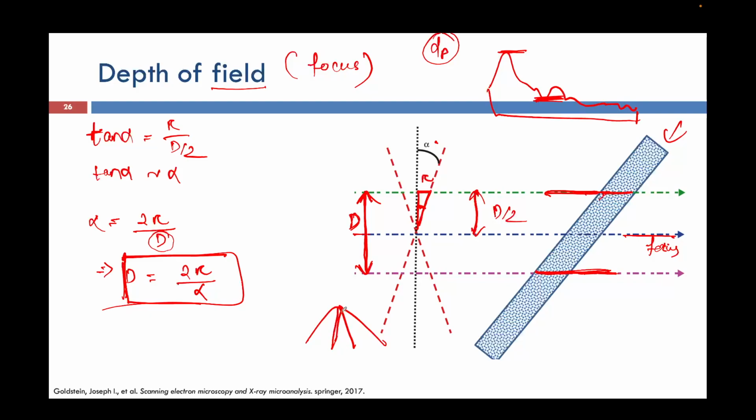the optic axis. Let's say this is your aperture, and you are not allowing all these rays to come back again and then create an angle. Rather, you are allowing all the rays which are close to the optic axis, so that this angle is less than this angle. So that is how you increase your depth of field. And if you want to increase the depth of field, your spot size should also be increased, right?